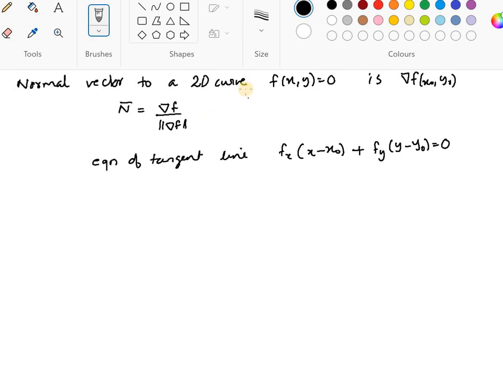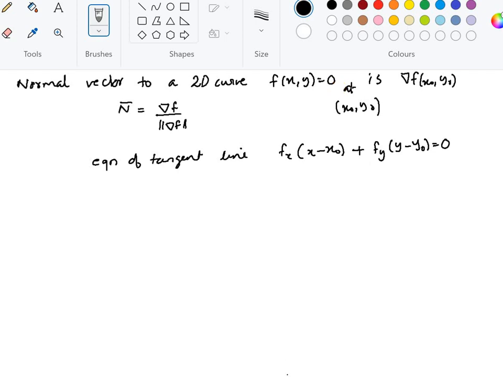That is, the normal vector to a 2D curve given by f of x comma y equal to 0 at the point (x naught, y naught) is del f evaluated at (x naught, y naught), and the unit normal vector is this del f divided by its length, because you have to normalize it. Now the equation of the tangent line to the same curve at the point (x naught, y naught) is given by f_x at (x naught, y naught) into (x minus x naught) plus f_y into (y minus y naught) equal to 0.